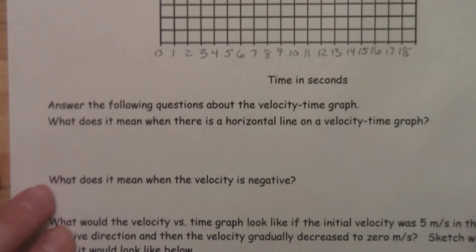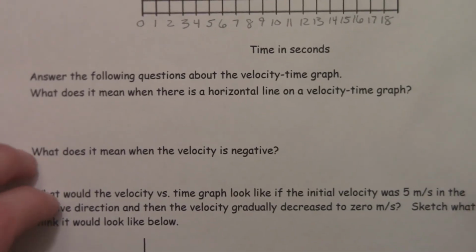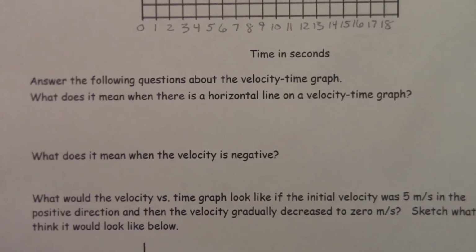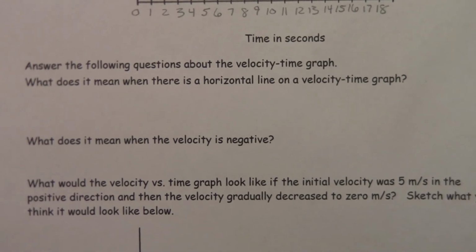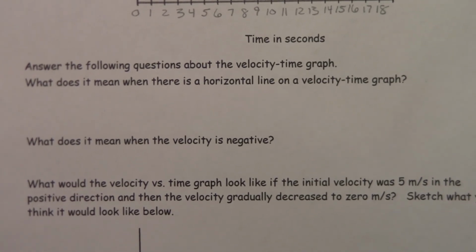There are some questions that go along with this. What does it mean when there is a horizontal line on a velocity time graph? A good answer could be the object is moving at a constant velocity. What does it mean when the velocity is negative? An acceptable answer could be the object is moving in a negative direction. For example, the object returns to its starting point.